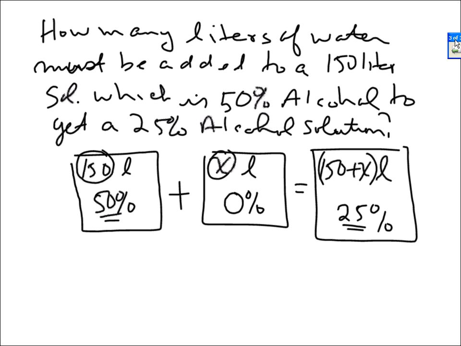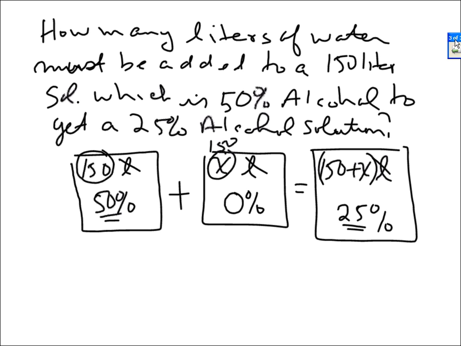Well, the answer is going to be 150 liters. You have a 150 liter solution, you add 150 liters of water, you're going to dilute the solution in half. It's going to go from 50% to 25%. But nonetheless, let's work it out.